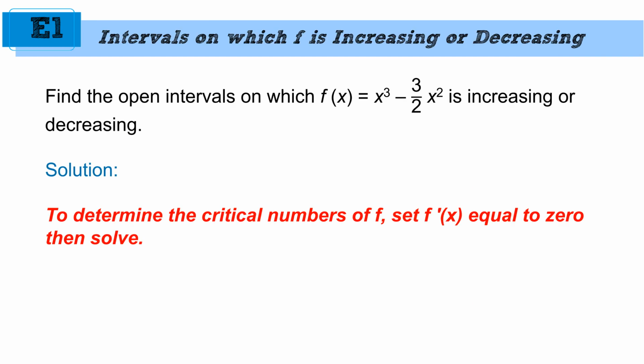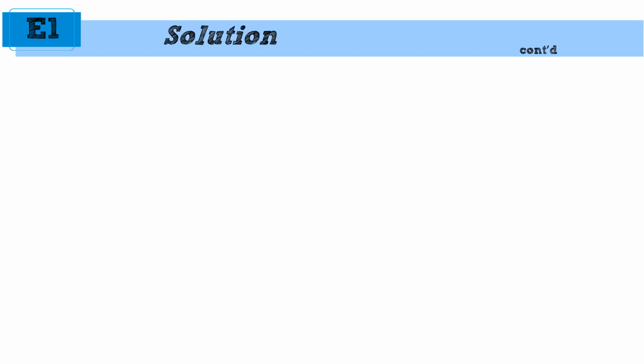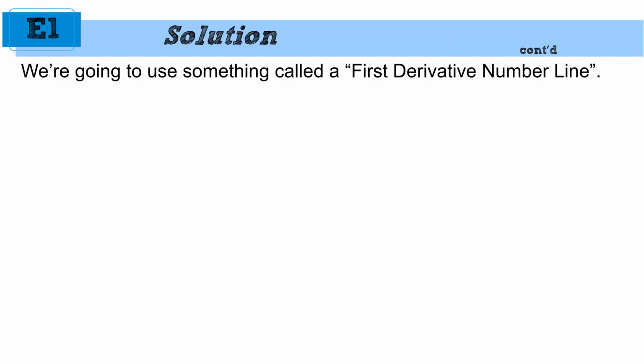Okay, so we did that already. Found critical numbers. Now, how do we organize the information to make it very clear on the stuff that we need to get from this problem? We're going to use something called a first derivative number line.